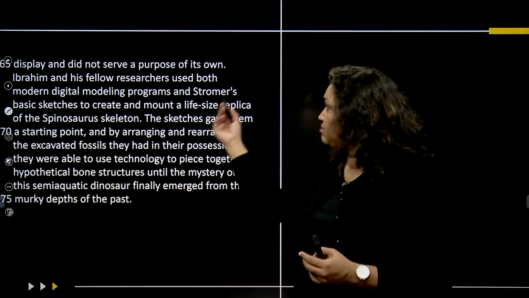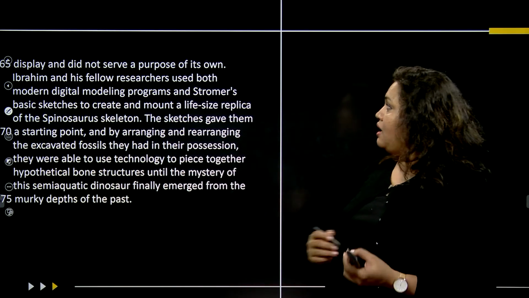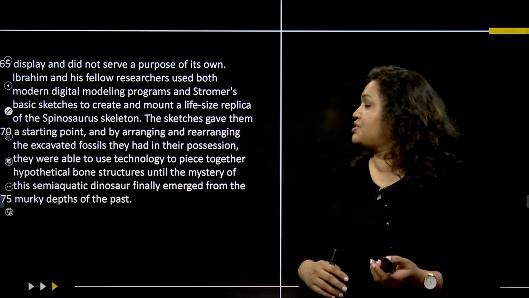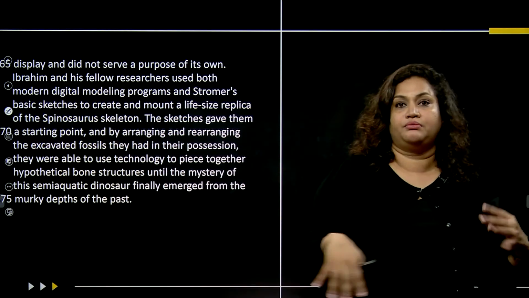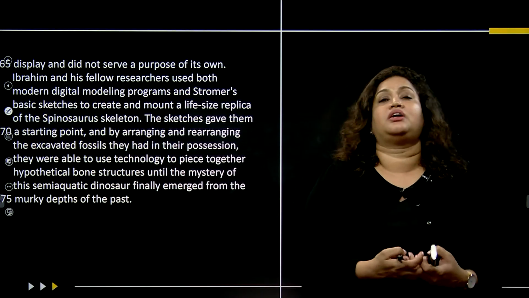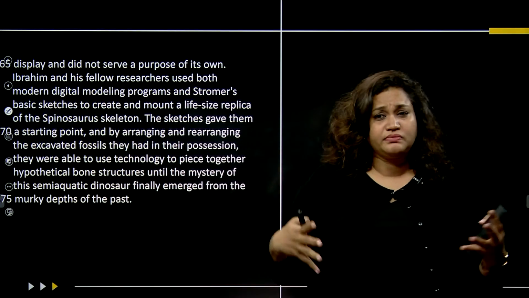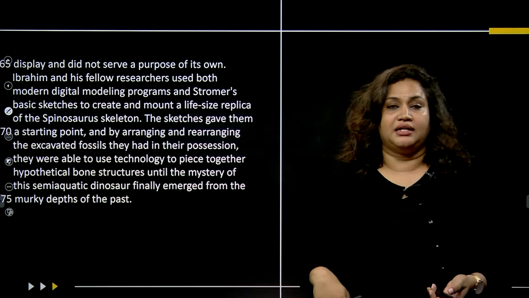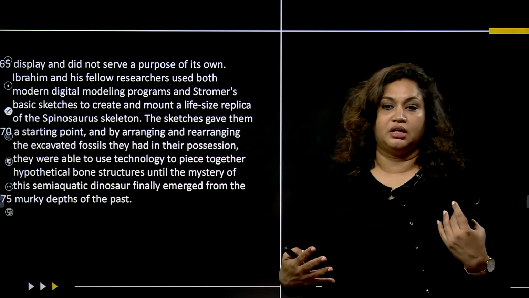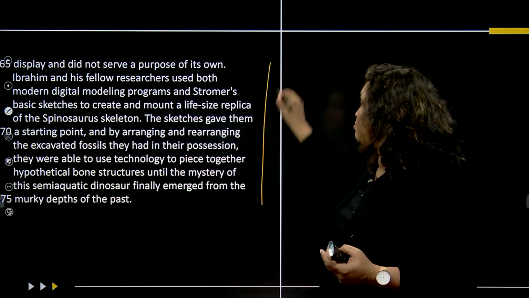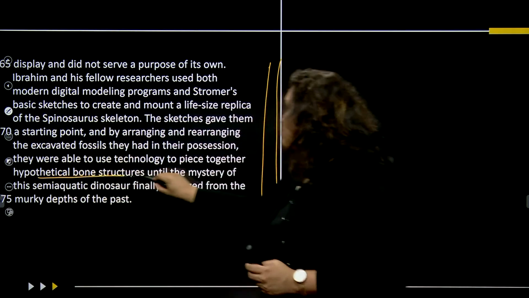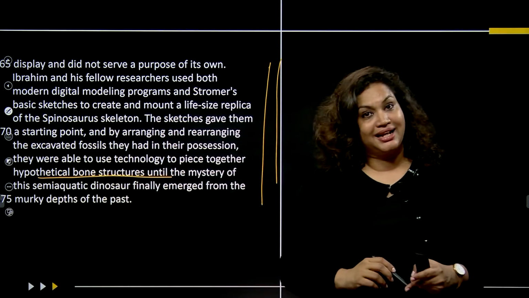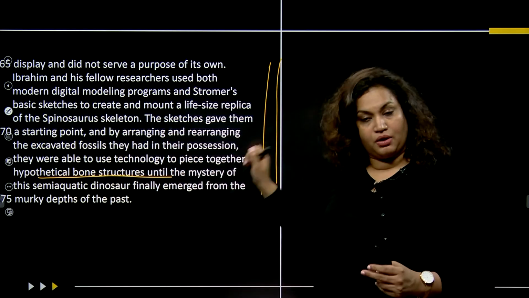Okay, so they have done this. Ibrahim and his fellow researchers used this to make sure that they gave a structure and a pattern and stuff like that. So now we are going to understand what has happened here. We are going to give a hypothetical bone structure. Clear? So this is about the whole thing.